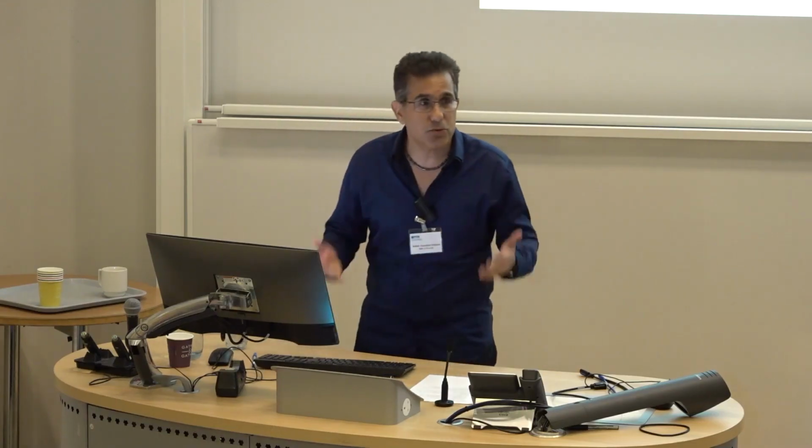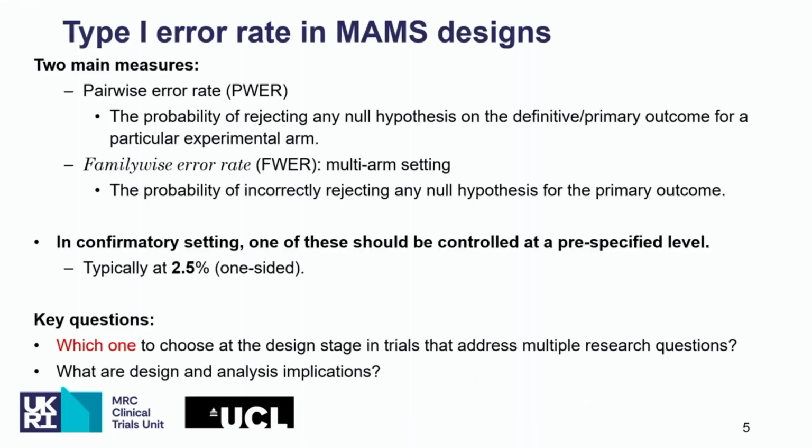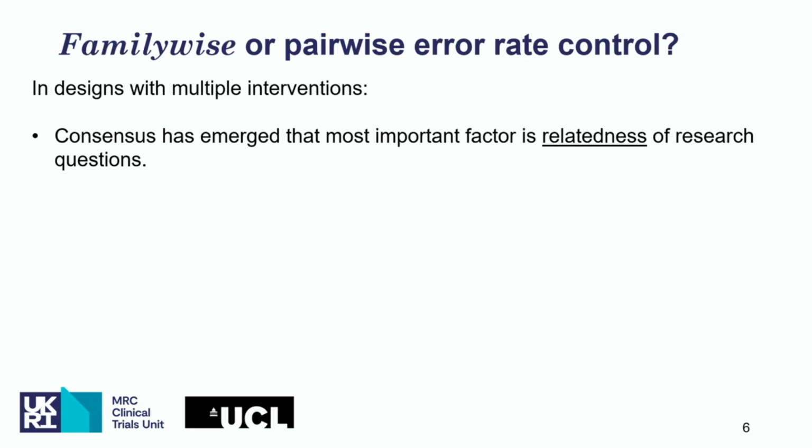And the key question, particularly in trials with multiple research questions, which become more complex when you add a new arm, is which one of these two type 1 error rates I need to choose at the design stage in trials that address multiple research questions. And what are the design and analysis implications of that choice at the design stage?